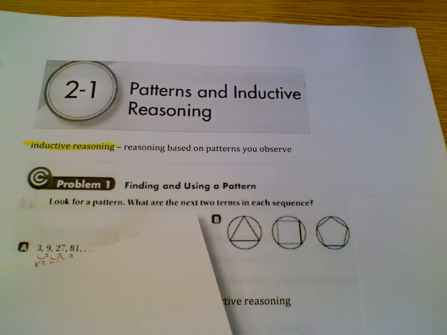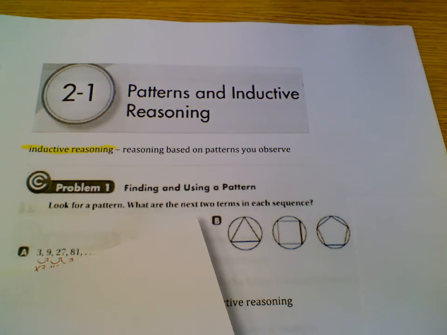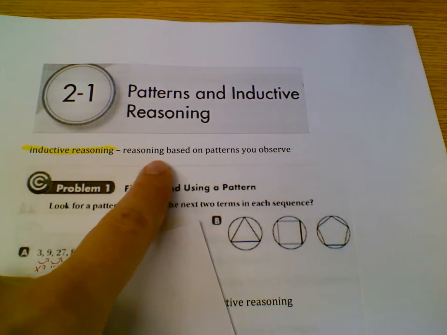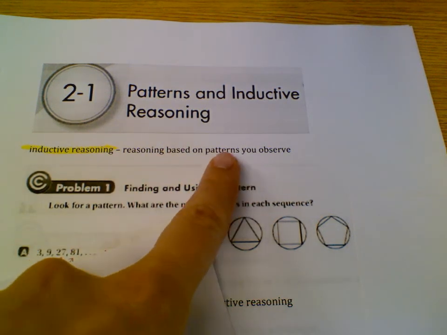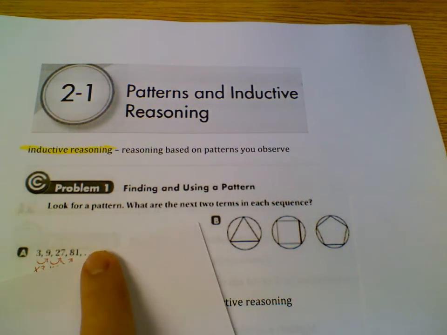This first section of Chapter 2 is about patterns and inductive reasoning. Inductive reasoning is just reasoning based out of patterns you observe. So we're going to be looking at patterns today. It says, look at the pattern, what are the next two terms in each sequence?